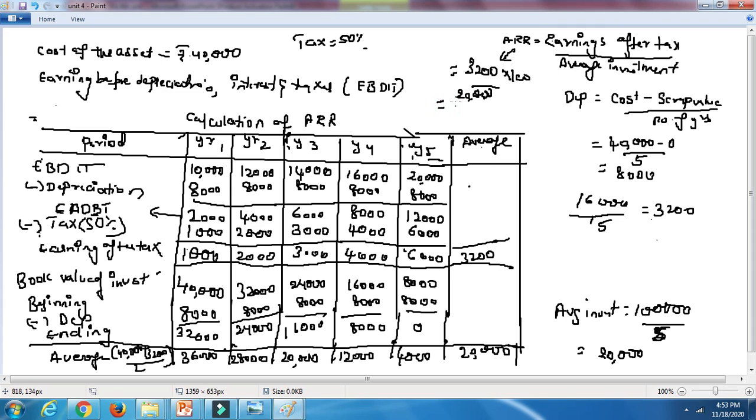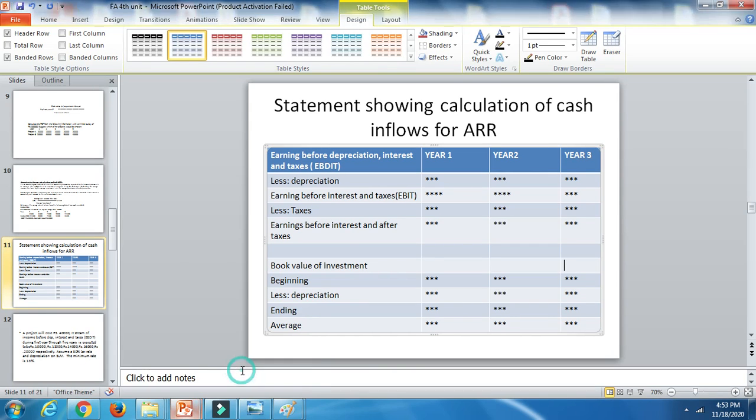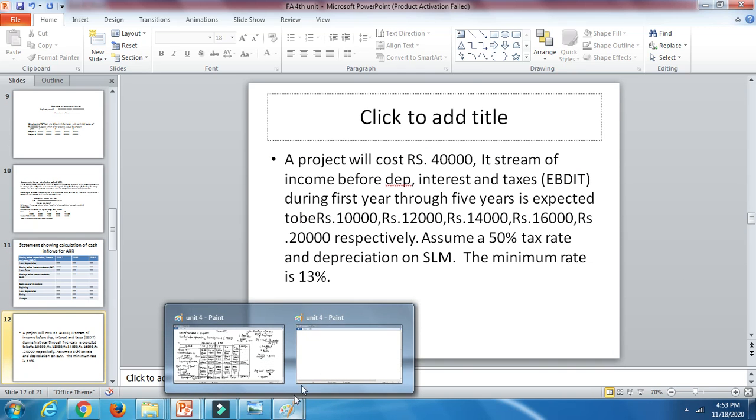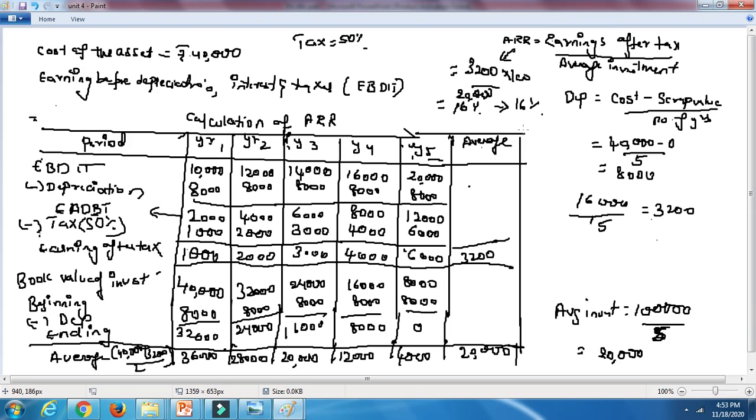This is how ARR will be calculated. So it will come to 16%. What has been given in the question is 13%, the minimum return. That is what he has said in the question. If you check this question, at the end, in the information, the minimum return is 13%, but we got 16%. So we got more ARR than expected, 13. So we are going to accept the project. Proposal is accepted, project is accepted.